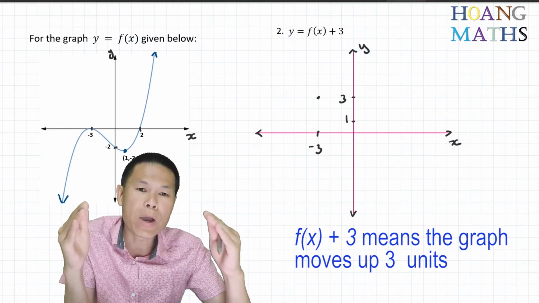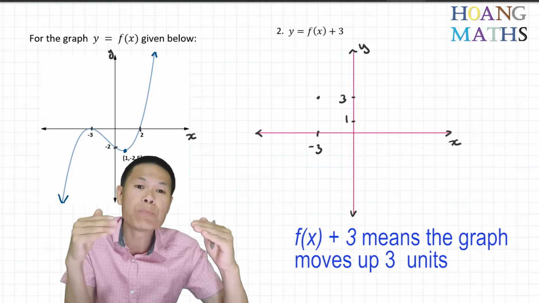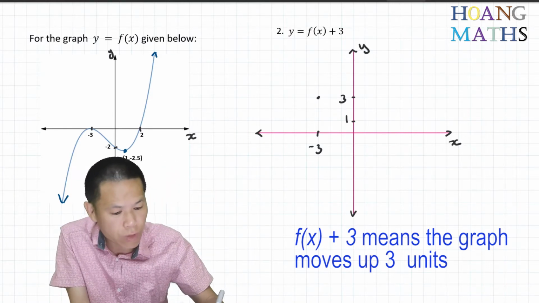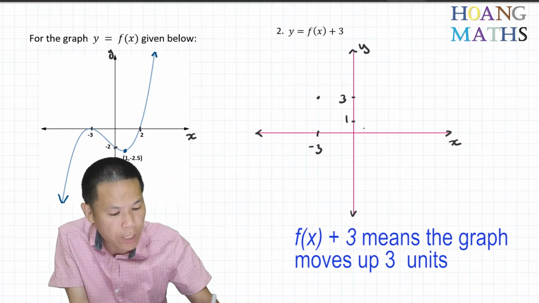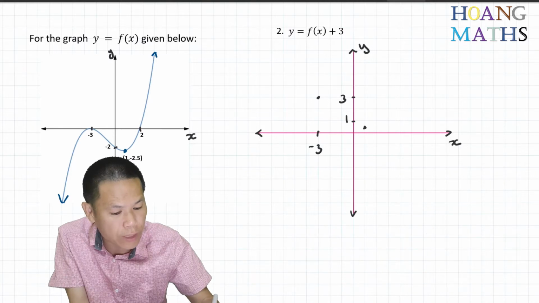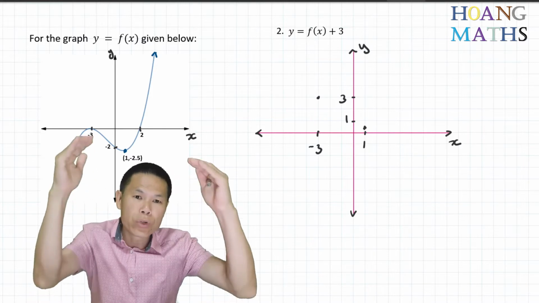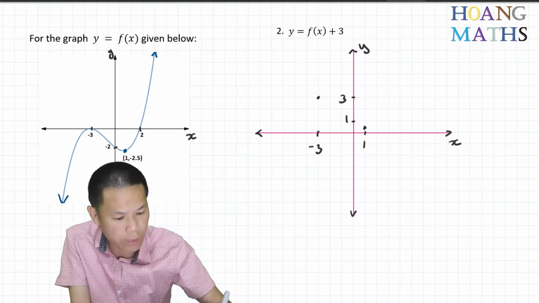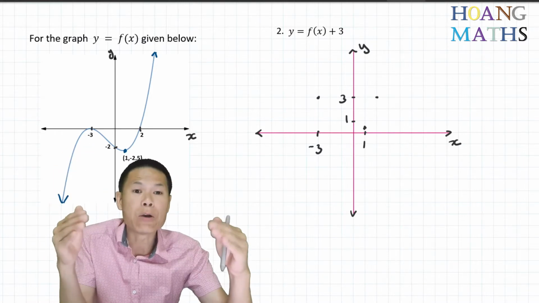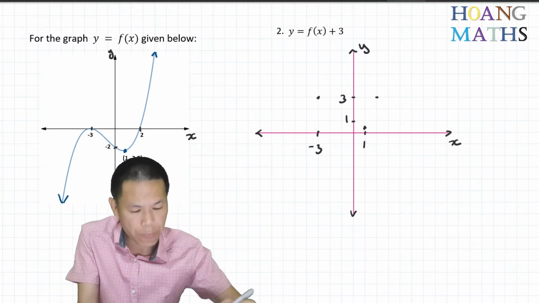And the turning point 1, negative 2.5 moved 3 units up. So it's roughly 1, and it is 1.5, so it's roughly here. And the x-intercept is 2, 0. It moved 3 units up, so it becomes 2, 3. Okay, so it's here. Now we just join these points together.